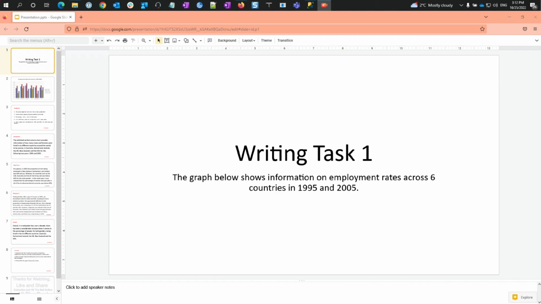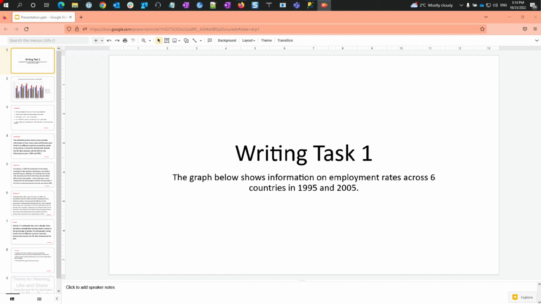So let's see what the graph says. The graph below shows information on employment rates across 6 countries in 1995 and 2005. So this is a graph that is showing employment rates, means how many people got jobs in that year. And it is a graph about 6 different countries for these 2 years. So now let's check out the graph.